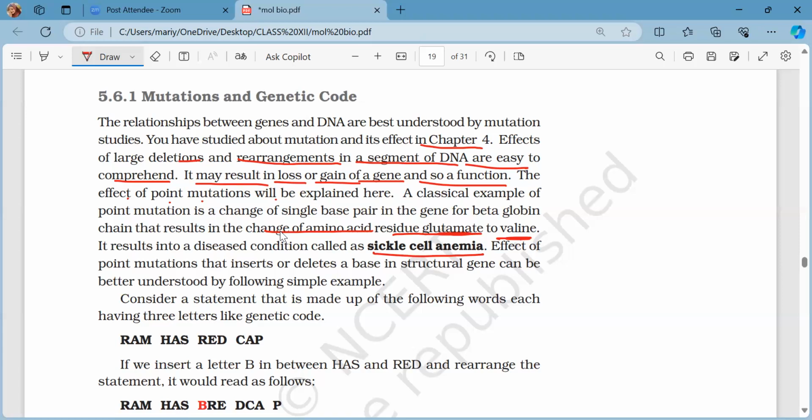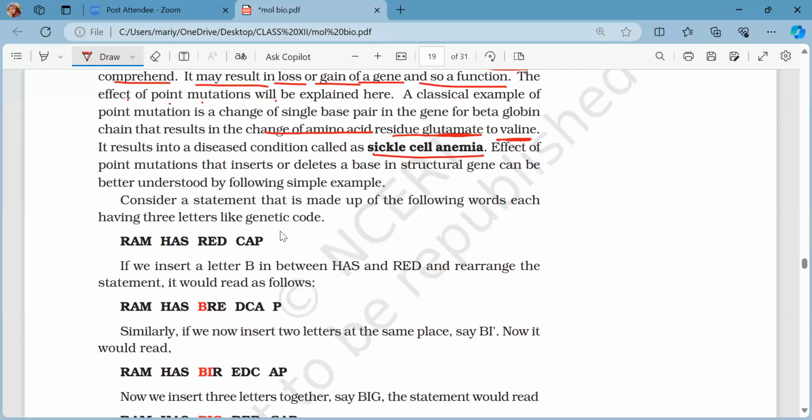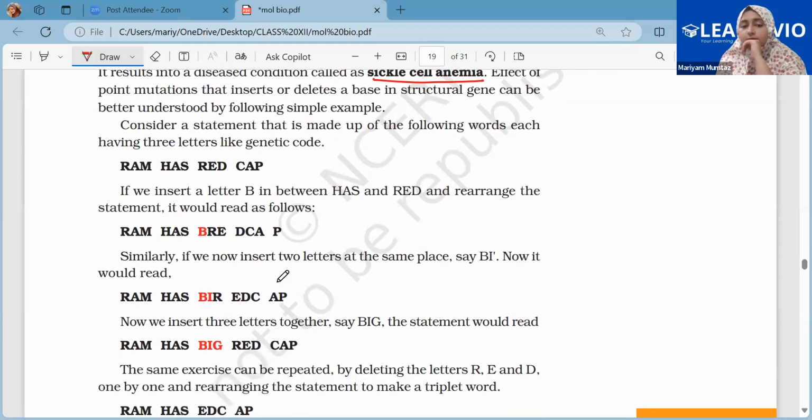Now, the effect of point mutation that inserts or deletes a base can be understood by this example. Ram has red cap. So this example shows that because of the presence of a different kind of amino acid or a codon anywhere, it can cause the whole entire reading to change. Or as in the case of sickle cell anemia, the glutamate that was originally supposed to be there gets substituted by valine, and that causes a disease.